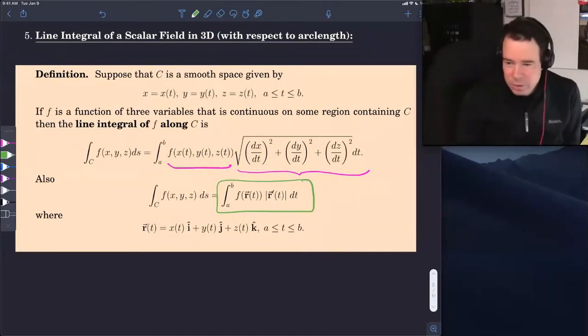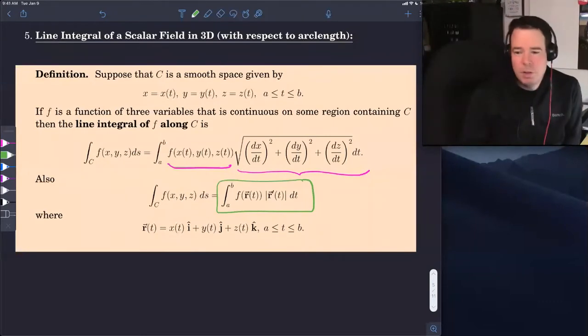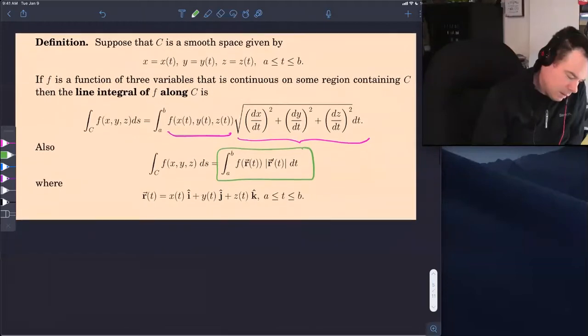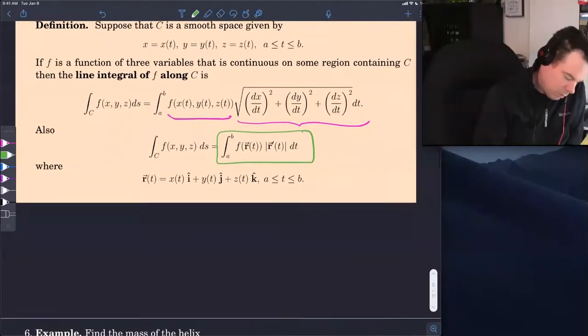By just writing it like this, I can suppress whether it's 2 dimensions or 3 dimensions, because that's captured in the parameterized curve r. So both of these examples, the 2D and 3D example, boil down to this: we are integrating over a parameterized curve, with the parameter t going from a to b, of the scalar function evaluated at the points on the curve, times the magnitude of the tangent vector, dt. And so this is our line integral of a scalar function with respect to arc length.